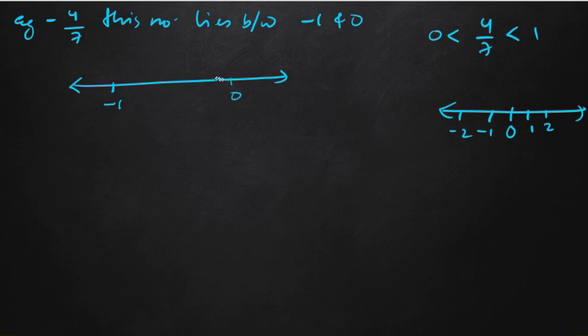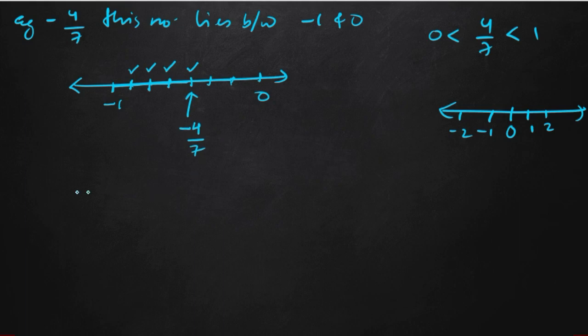Okay, so again, if we see the denominator is 7, so we have to make 7 equal parts. So let us make 7 equal parts. 1, 2, 3, 4, 5, 6, and let this be 7. So let us write 0 here. So we need to find minus 4 by 7. So this will be your minus 1 by 7, minus 2 by 7, minus 3 by 7. This will be minus 4 by 7. So this will be our minus 4 by 7.